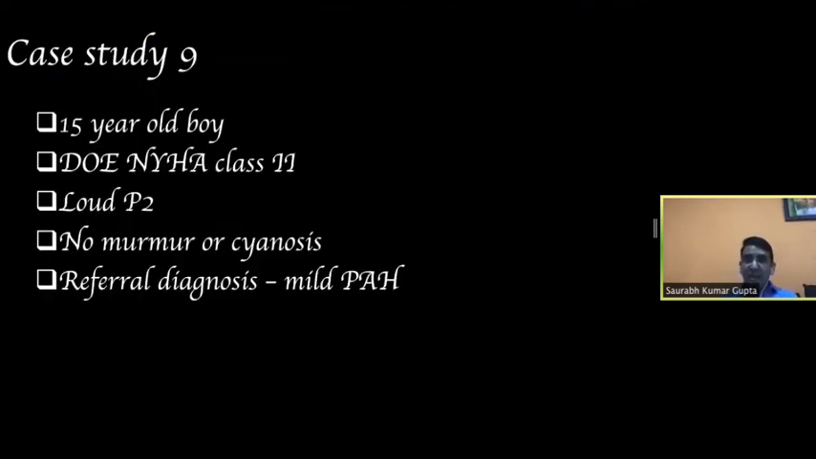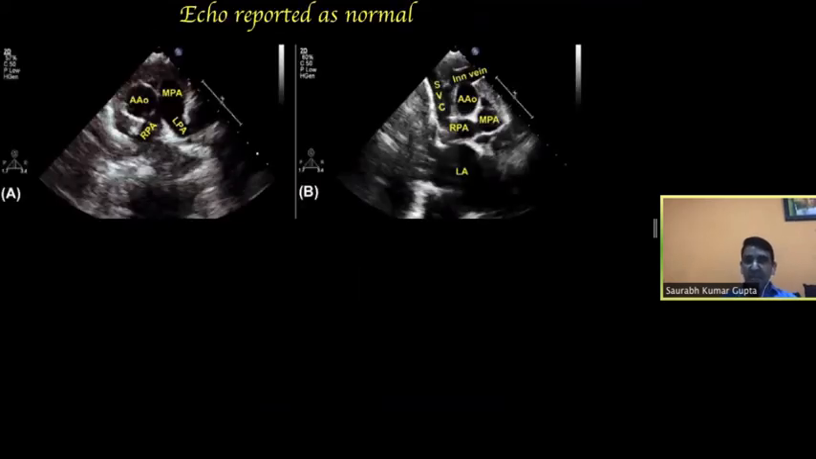Now, this is another case, a 15-year-old boy, loud P2, no murmur, referral diagnosis mild PAH. Now, if you see these images, I think some of you who follow me on Twitter would have seen these images, and I think you would not think that these are abnormal. This looks fine. Circle and sources, bifurcating MPA to RPA and LPA, and so is the case over here.